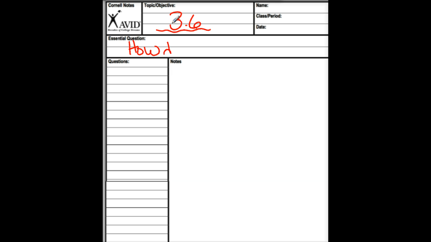So our question in 3.6 is going to be, how do we add? We did multiplication, we did division. Now it's going to be, how do we add and subtract? We're going to keep this one fairly easy because we're going to say with like denominators. If the denominators are the same, let's go ahead and write that down. If the denominators are the same, it makes fractions kind of easy.